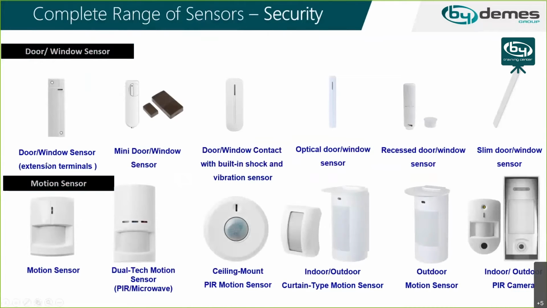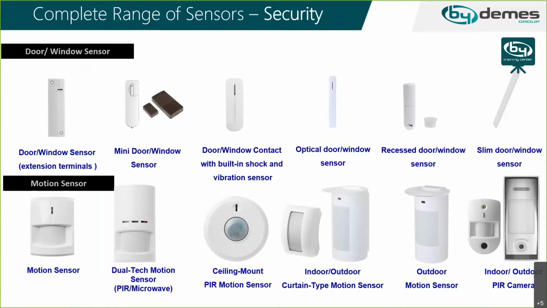Here we have a big range of security devices. As you can see, we have door contacts in different sizes and different colors, like this one is brown, and also we have PIR motion sensors. In this case, we have a simple PIR. This is a dual touch motion sensor. It has a PIR and also microwave, two technologies. We have thin mount PIR and many other devices that are used for security purposes.